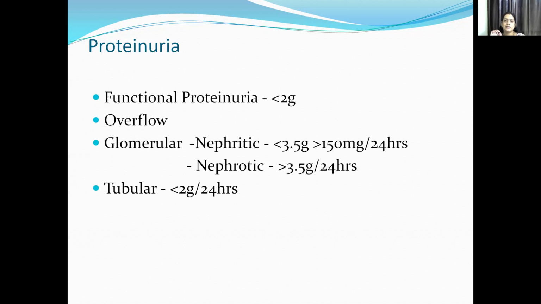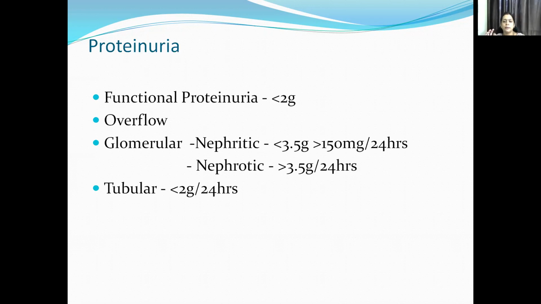Overflow proteinuria is seen in multiple myeloma, because of excessive formation of immunoglobulin light chains that are getting excreted in multiple myeloma. Then glomerular proteinuria, that can be of two types, that is nephritic proteinuria or nephrotic range proteinuria.